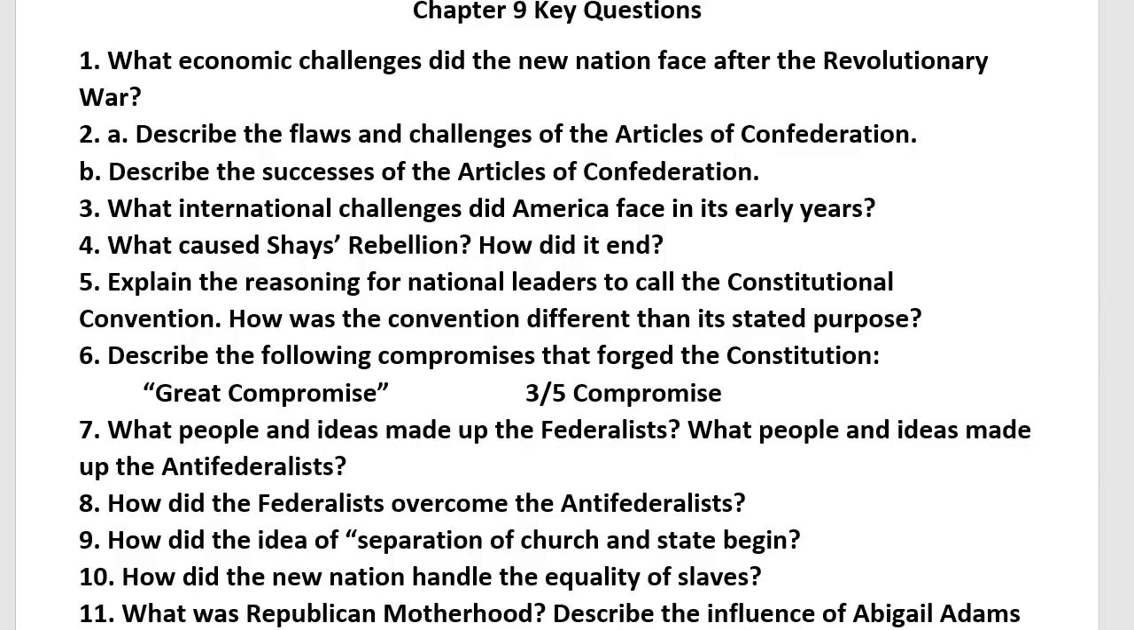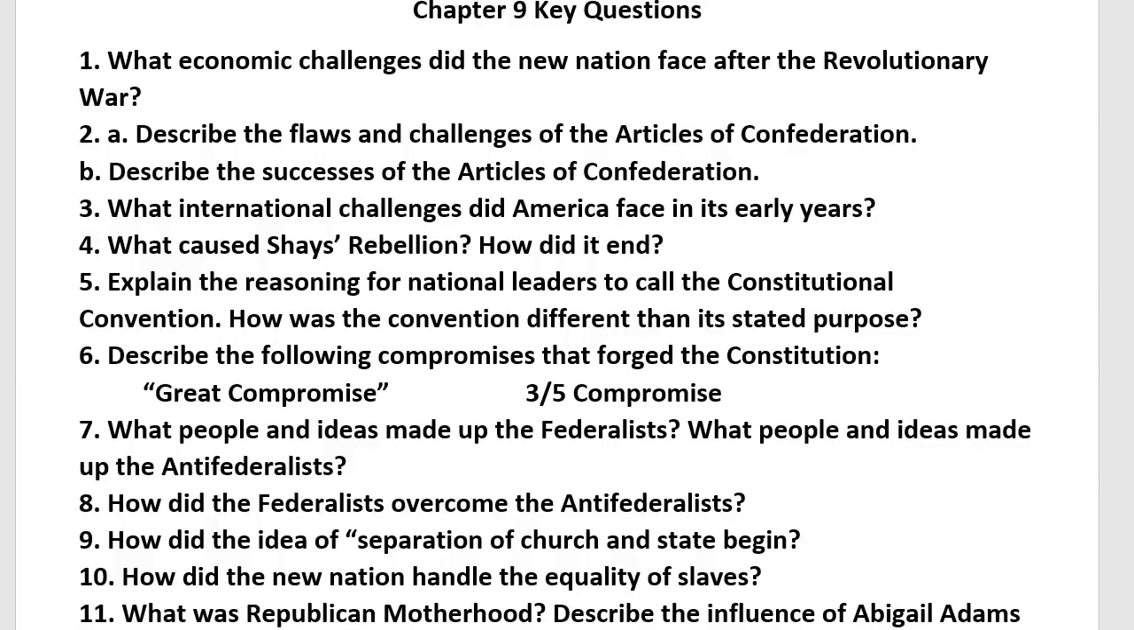So what caused Shays' Rebellion? First of all, you could say taxes. They were farmers who could not pay their taxes. When they had their homes foreclosed upon, they were upset. And so they went about shutting down the judicial system in Massachusetts in order to get their way, to change the taxation and to keep their land.